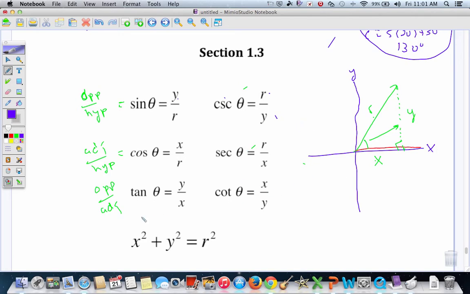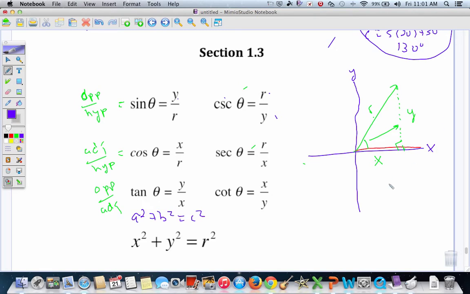You're familiar with the Pythagorean theorem, but you usually see it as a squared plus b squared equals c squared. We will see it here obviously as x squared plus y squared equals r squared, with x and y being the two sides of our triangle and r being the hypotenuse or the radius of the circle.